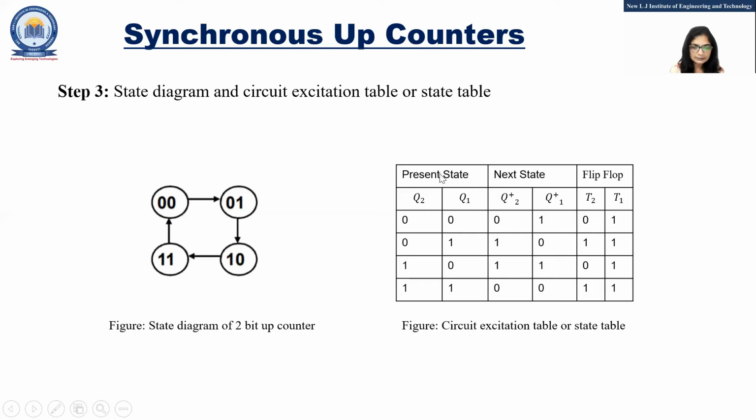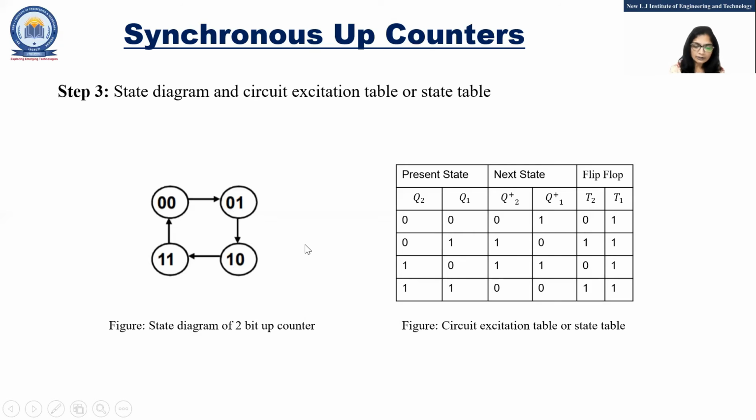Now suppose the present state is 0 1. So the next state will be 1 0. That's why I have written 1 0 here. Suppose 1 0 is the present state, then the next state will be 1 1. So I have written here 1 1. And suppose 1 1 is the present state, then the next state will be 0 0. Like this way, we have to complete this table. So you have to draw the state diagram for this table.